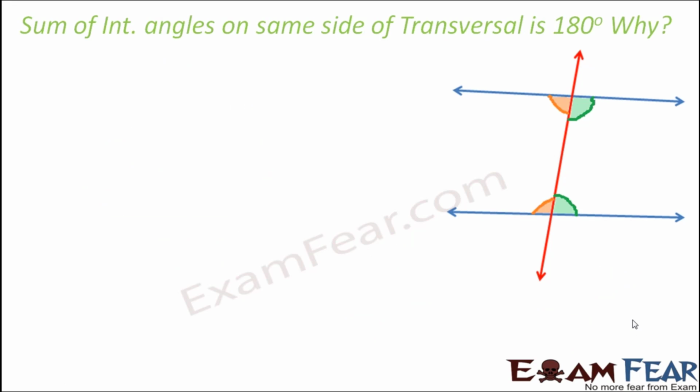Now try to understand why the sum of the interior angles on the same side of the transversal is 180 degrees. So basically here what we want to prove is, if this is angle 1 and this is angle 2, then we want to prove that angle 1 plus angle 2 is equal to 180 degrees. So this is what we want to prove. We will be able to prove this, but we will make use of the previous property, that is, the alternate angles are equal. So let's try to prove this.